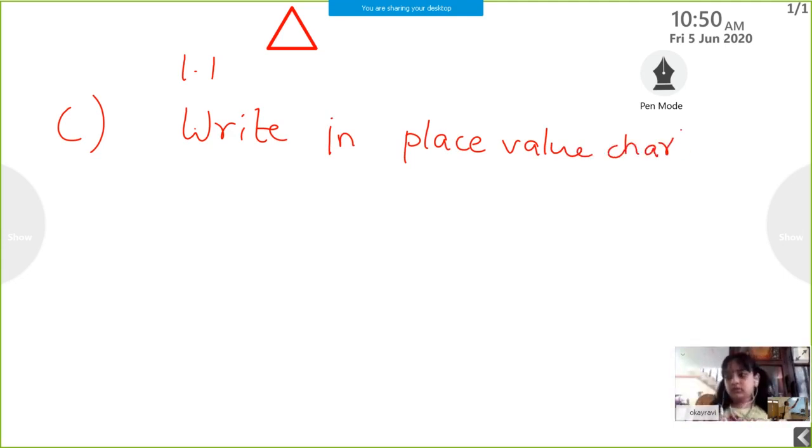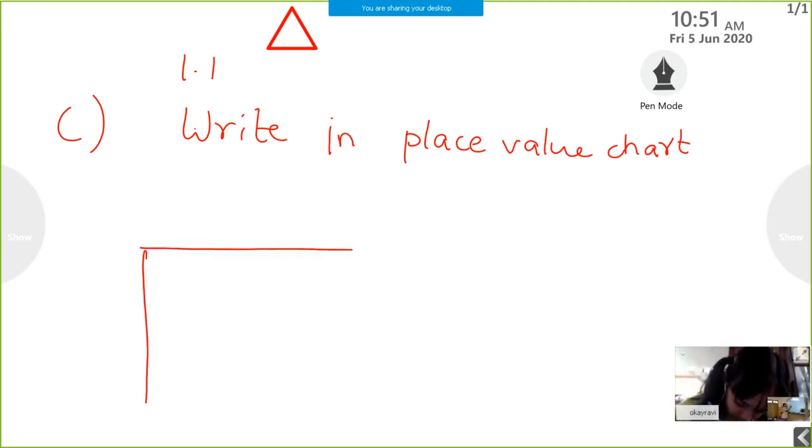We already learned how to write the numbers in a place value chart yesterday. For an 8-digit number, we have 4 periods: ones period, thousands period, lakhs period and crores period. For a 7-digit number, we have 3 periods: ones period, thousands period and lakhs period. To write a number in a place value chart, first of all we have to draw the place value chart.